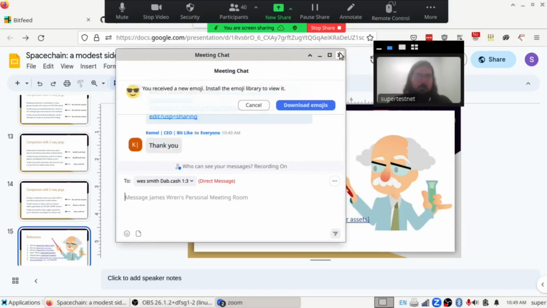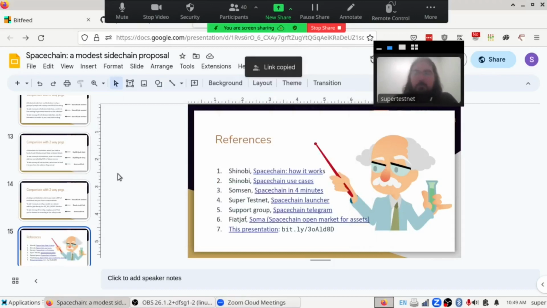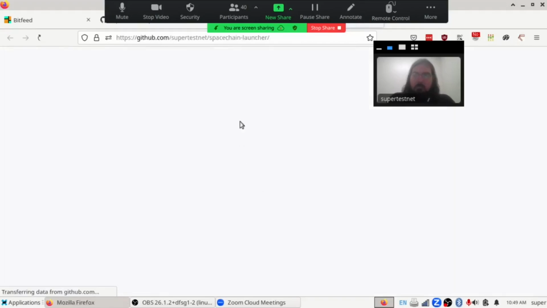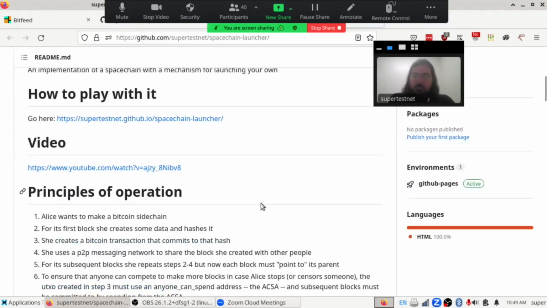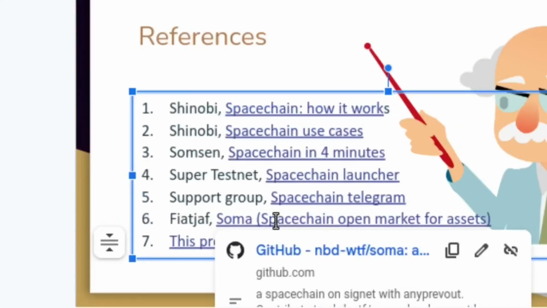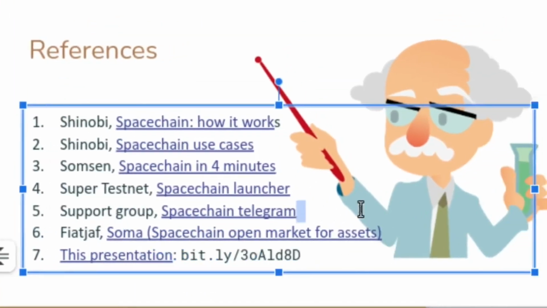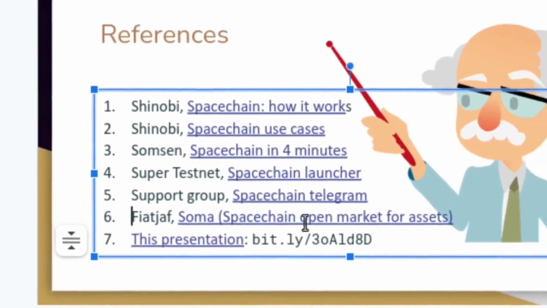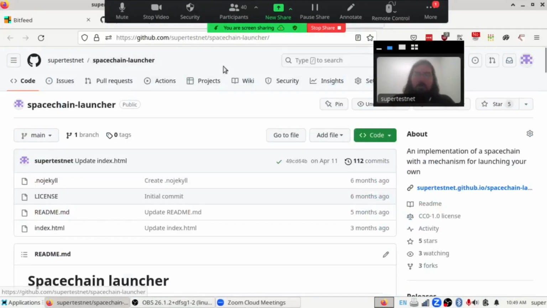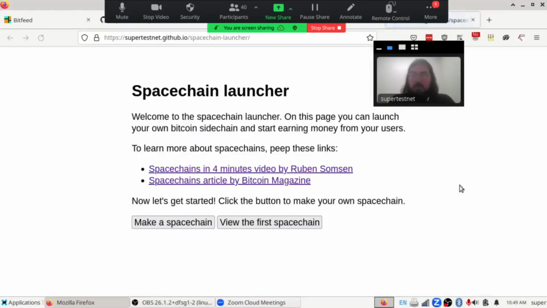And then lastly, I want to show you guys a demo of how they work. The one I'm going to show you is my Spacechain launcher. There's also one called Soma. This is the one on Signet, and it's created by a better developer than me named Fiat Jaff. So check out Soma as well. But here, if you all want to follow along, you can create a Spacechain too.